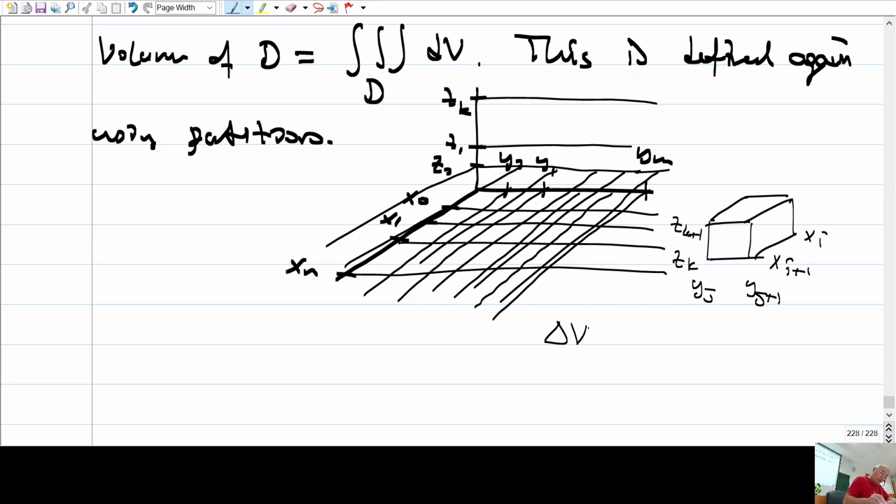You compute the volume of this. Let me write it like this: V_ijl, which is the product of (x_{i+1} minus x_i), (y_{j+1} minus y_j), and (z_{l+1} minus z_l). Okay, let me say l plus 1, because I used k for something else.